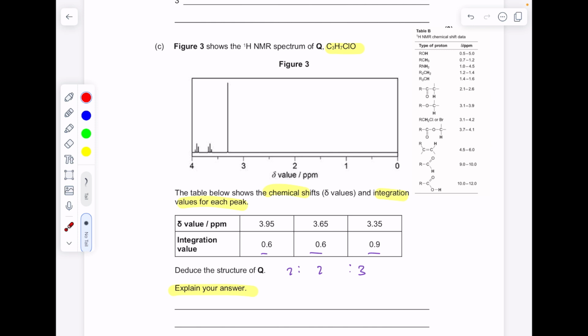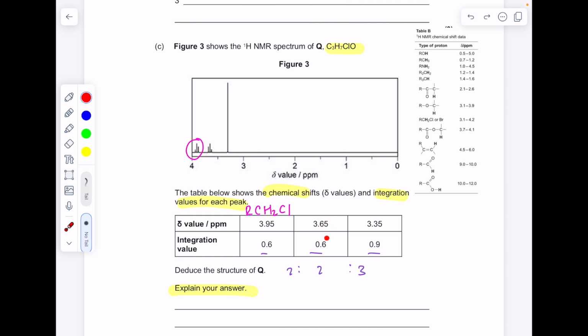Again, bear in mind your molecular formula, it contains a chlorine, so it's highly likely therefore that 3.9 corresponds to RCH2Cl. So I'm just going to write that there. Because that's the highest chemical shift, it means that it is this triplet here, and because that's a triplet, according to the n+1 rule, it tells me therefore that there's 2 hydrogens on the neighbouring carbon.